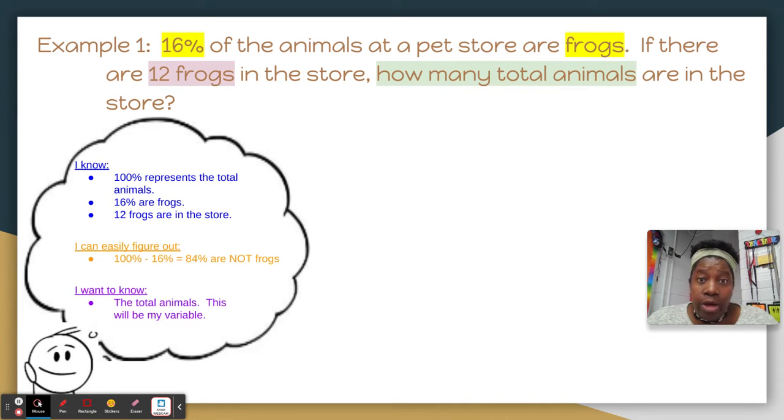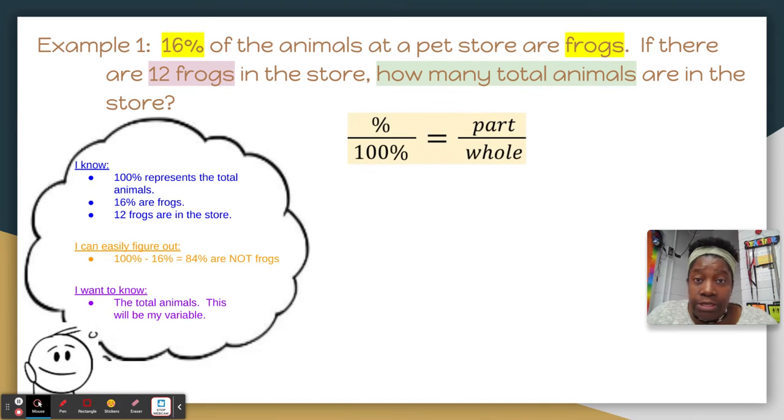And what do I want to know? I want to know the total animals in the store. And I'm going to let that be my variable because I don't know what it is. Now, if you notice in our thought bubble, there are different numbers there. We'll use some of them. We won't use some of them, and that's okay.